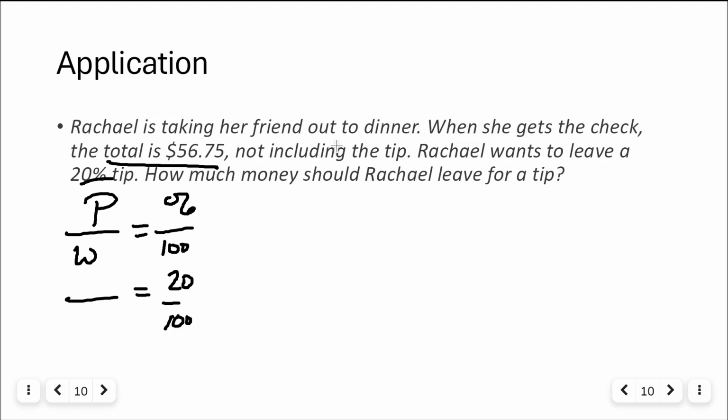When she gets the check, maybe in class. So she gets the check, the total is $56.75. So the whole amount of the check is $56.75. I don't want to know what part that is. All right. So what I'm going to do here is I'm going to take advantage of my lowest terms. 20 over 100. 20 goes into each one, right? It's going to make my life a little easier. So now I'm going to have x over 56.75 equals 1 over 5.